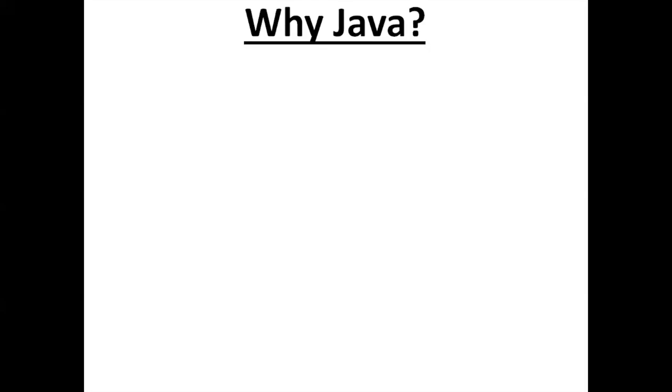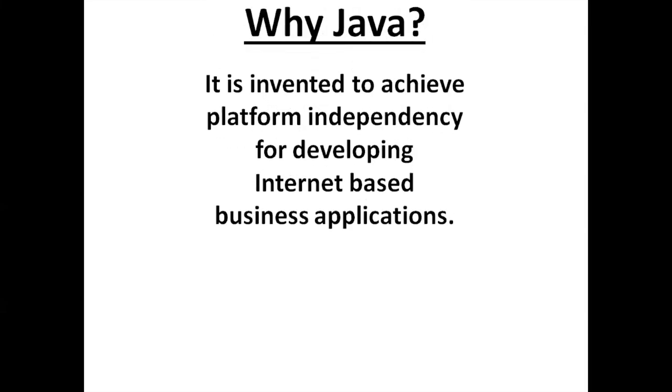So finally, why was Java invented? Java is invented for achieving platform independency for developing internet-based business applications. Did you catch my point? So, repeat once again. What is Java? Java is a platform independent, object-oriented programming language. Second, who invented Java? James Gosling. Third, why was Java invented? For achieving platform independency for developing internet-based business applications.